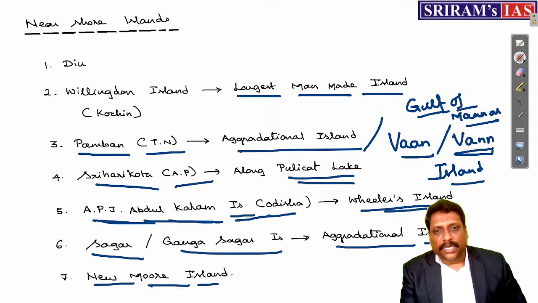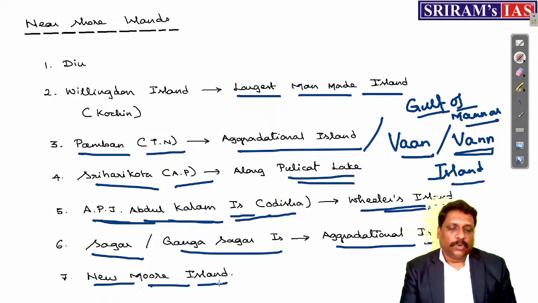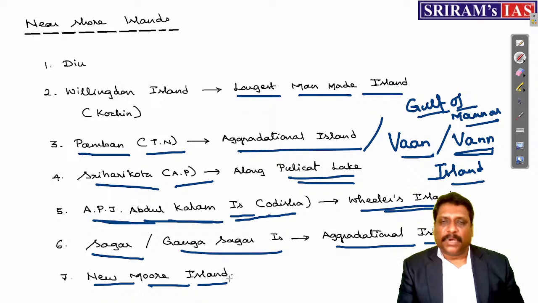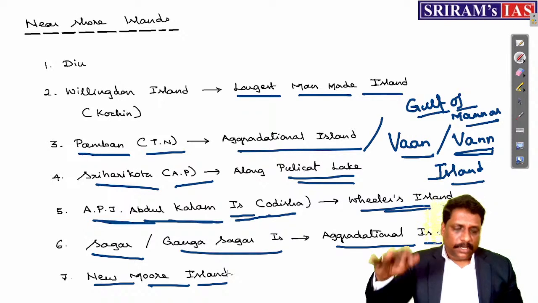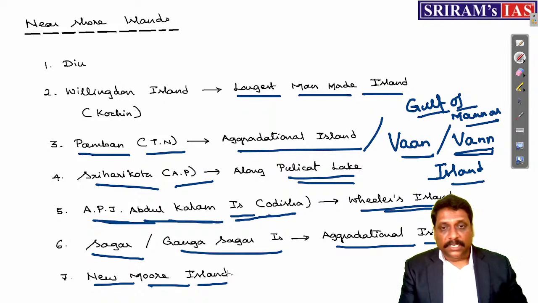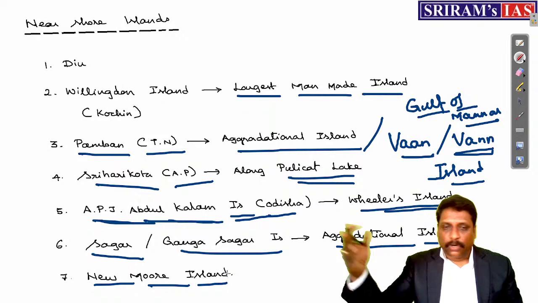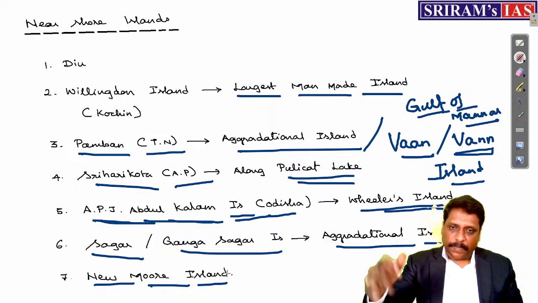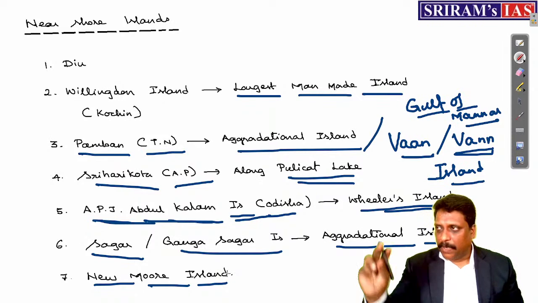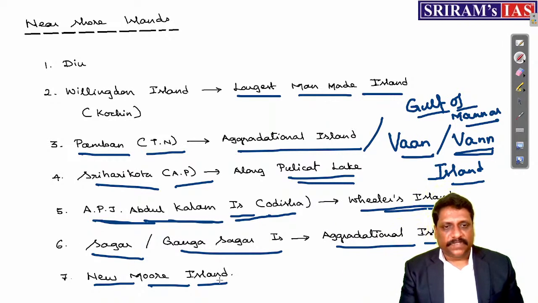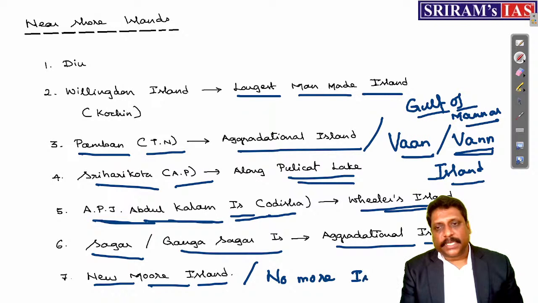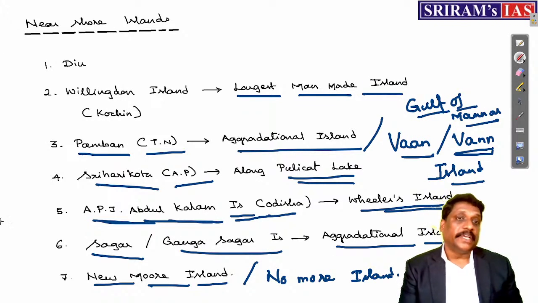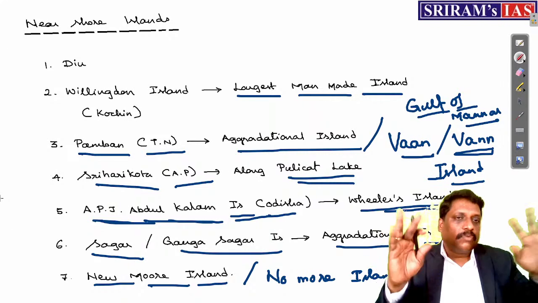And very important, New Moore Island, my dear friends. This island was a disputed island between India and Bangladesh. But today we don't have this dispute because this island itself is not there. Completely it got submerged. Tsunami partially submerged it, and global warming and the increase in the mean sea level further submerged it. But still in maps you'll find this New Moore Island. I used to call this island No More Island. Whatever the case, these are some of the islands I have to focus on.